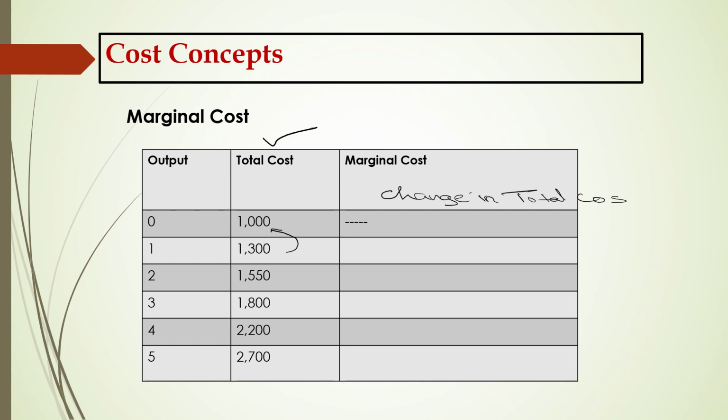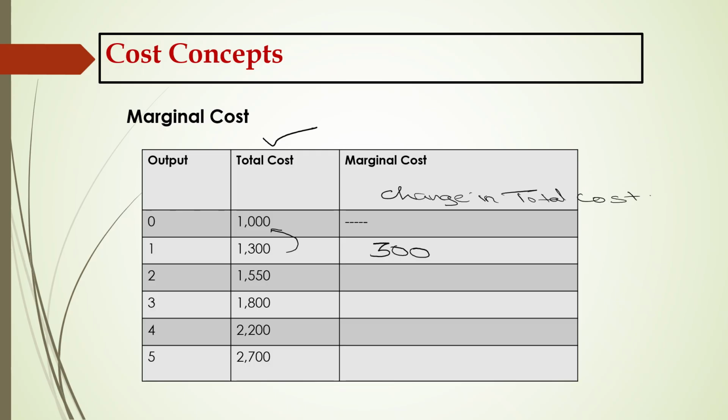So now total cost 1300, before 1000. So how much is the change? 1300 minus 1000. The change in the total cost is 300, which is my marginal cost. When the output is 2, the total cost is 1550. Before it was 1300. So how much is the change in total cost?